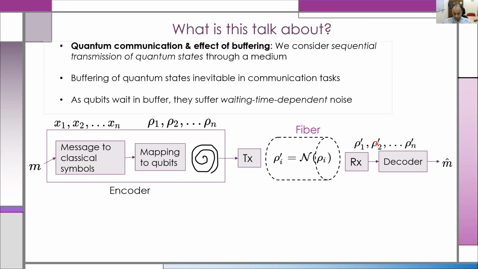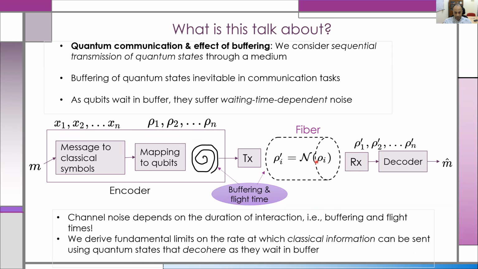The key issue is that buffering is inevitable, either between the preparation of qubits and transmission, but also in the transmission medium itself. So this buffering and flight time leads to constant interaction of these quantum states with the environment, which means that these quantum states go through a noise which is dependent on the buffering time. Okay, so the channel noise depends on the duration of interaction, which includes the buffering and flight time. What we do in this paper is we derive fundamental limits on the rate at which classical information can be transmitted using qubits that decohere as they wait in buffer.